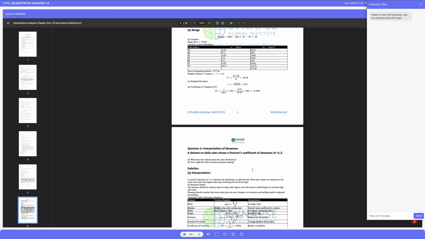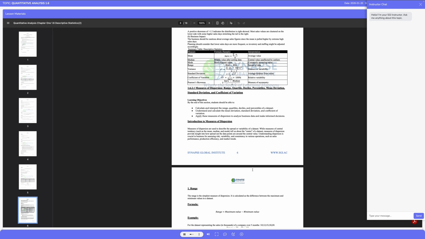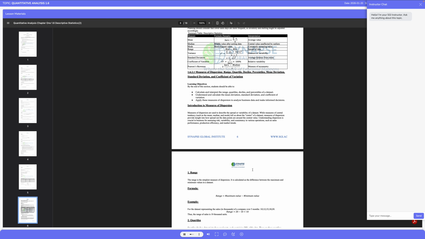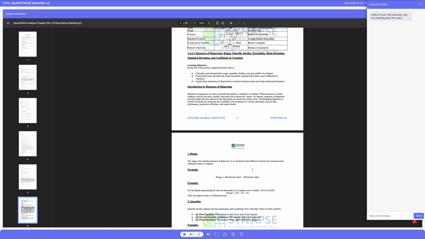We now continue with descriptive statistics by examining measures of dispersion. While measures of central tendency tell us about the center of a dataset, measures of dispersion describe how spread out the data are around that central value. In business and accounting, understanding dispersion is just as important as understanding averages, because two datasets can have the same mean but very different levels of variability, risk, or consistency.